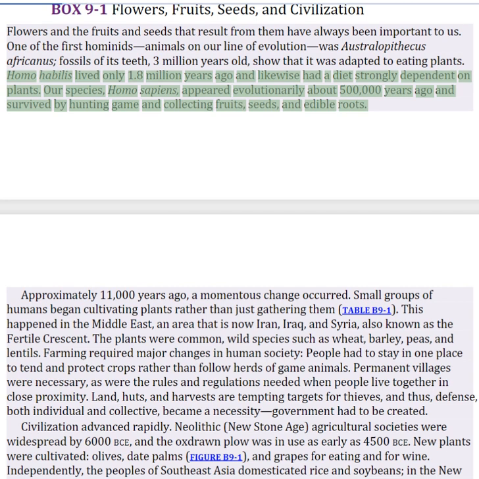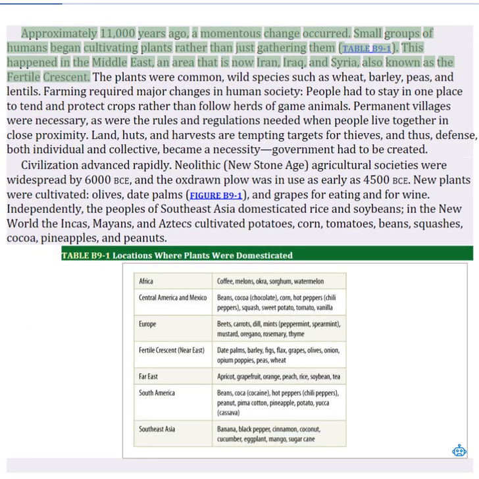Homo habilis lived only 1.8 million years ago and likewise had a diet strongly dependent on plants. Our species, Homo sapiens, appeared evolutionarily about 500,000 years ago and survived by hunting game and collecting fruits, seeds, and edible roots. Approximately 11,000 years ago, a momentous change occurred. Small groups of humans began cultivating plants rather than just gathering them.